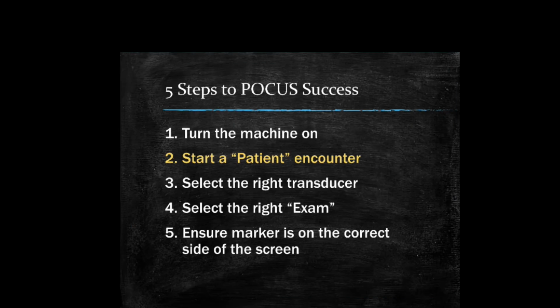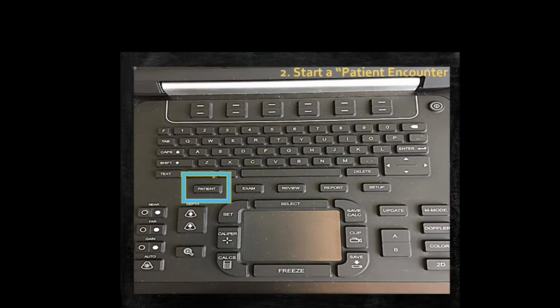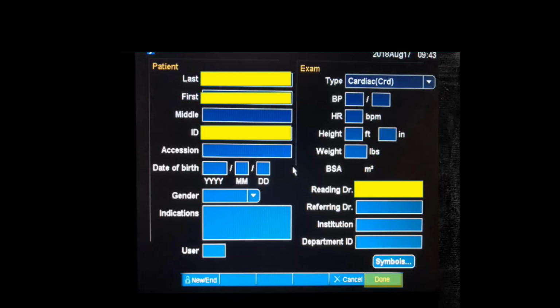Number 2, start the patient encounter. This is important because this is going to form the documentation aspect of that exam. So on the Sonosite Edge 2, that's in the patient button, and when you click on that button, it's going to open up a screen where you're able to record the last name, first name, MRN of the patient, and then the reading doctor. That essentially is you. That's the person who's completing that exam, and you would just put your credentials at that point.